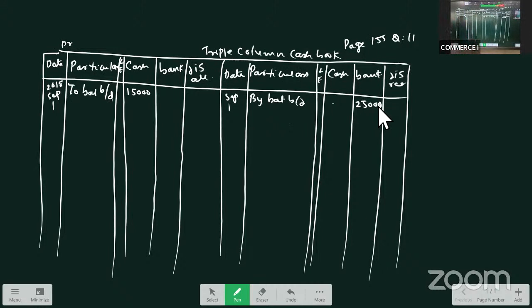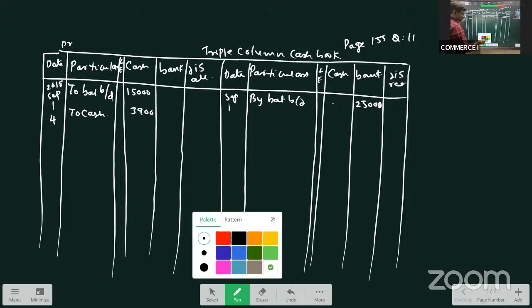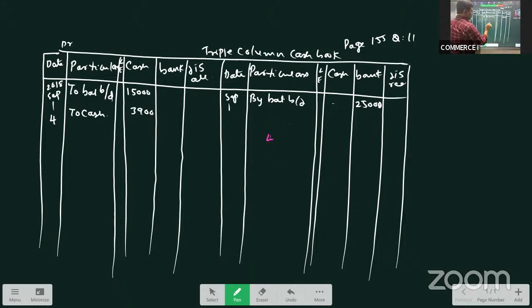Then received cash from Bhaskar 3,900 in full settlement of his account 4,000. We received cash from Bhaskar, to cash. We received 3,900 in full settlement of his account of 4,000. Actually, how much amount did Bhaskar owe us? Bhaskar owed us 4,000. भास्कर हमको कितने पैसे देना था? 4,000 रुपीज. लेकिन दिया कितने? 3,900 और इसका अकाउंट सेटल हो गया. सेटल हो गया का मतलब ये जो 100 रुपए है ये हम लोग उसको डिस्काउंट दे दिए.